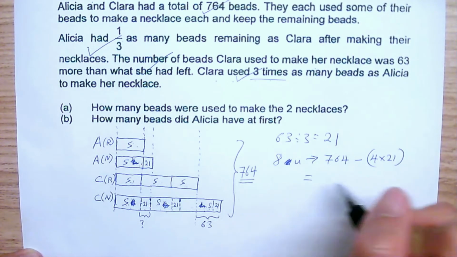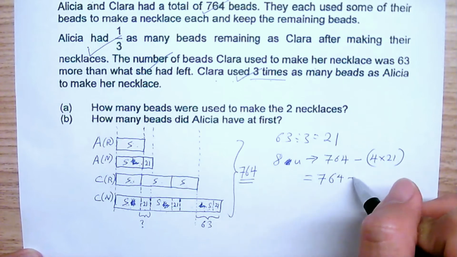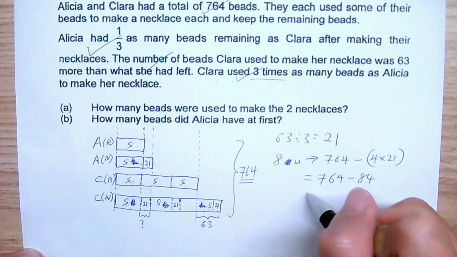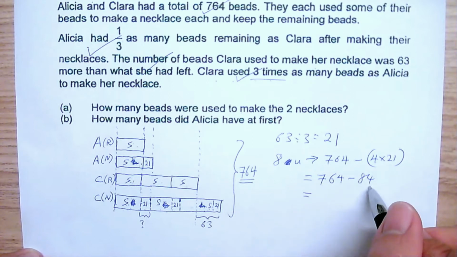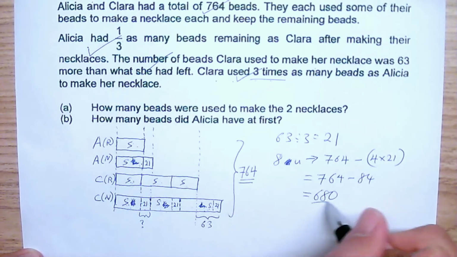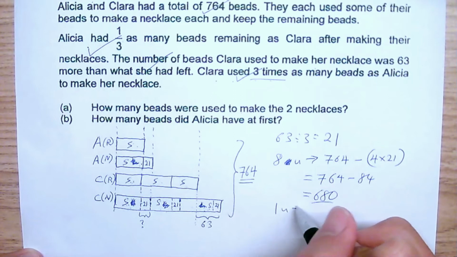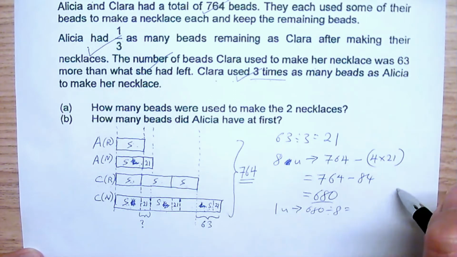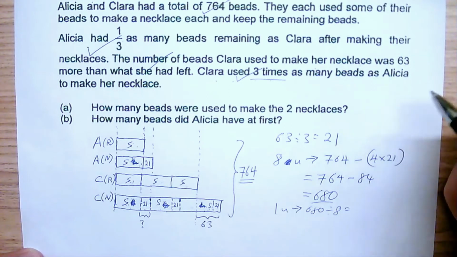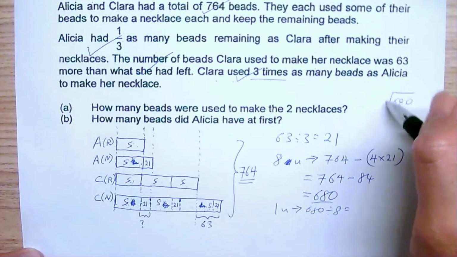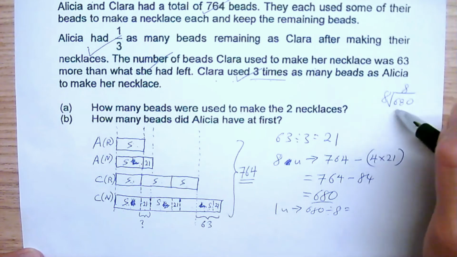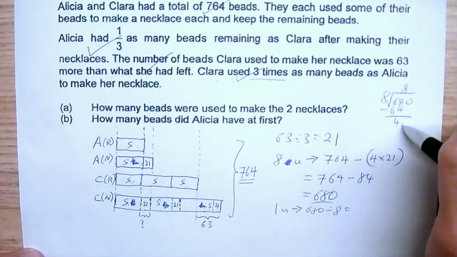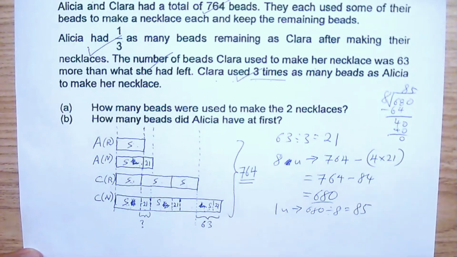Okay, so that will give us 764 minus 4 times 21, which is 84. Okay, 764 minus 84 will give us 680. So we have to find one unit first, and one unit will be 680 divided by 8. Okay, so do your long division. 680 divided by 8 will be 85. So each small bar will be 85.